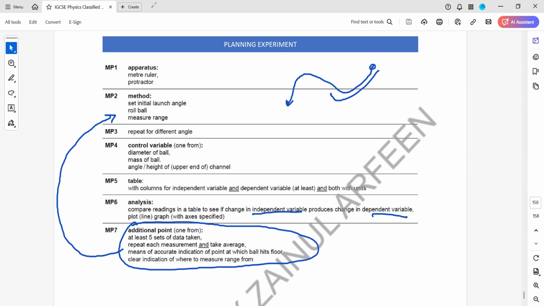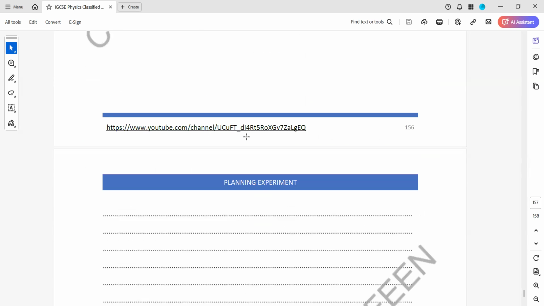Is it clear? Any question or doubt related to the class?